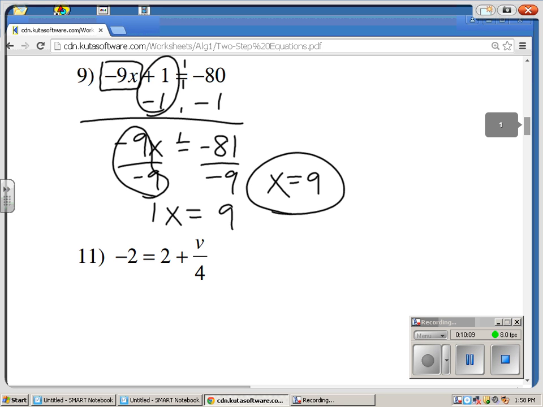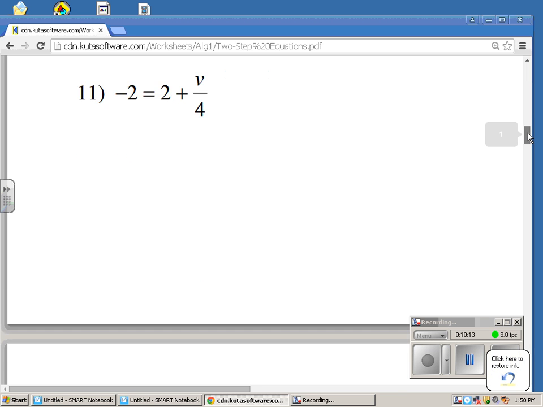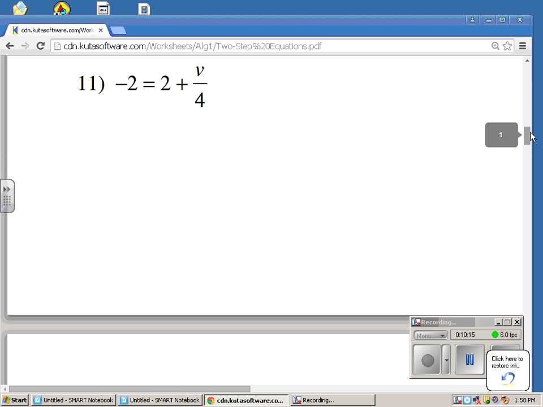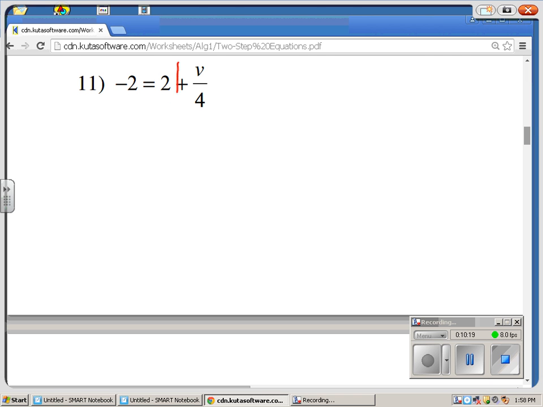And let's move on to number 11. Number 11. I box in the positive v over 4.